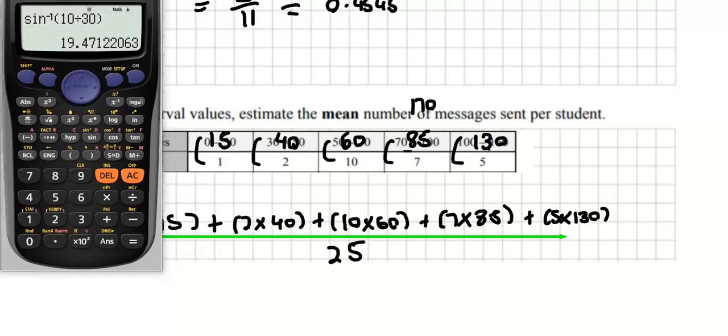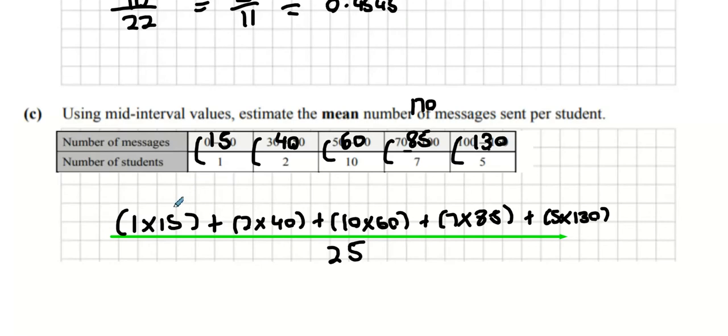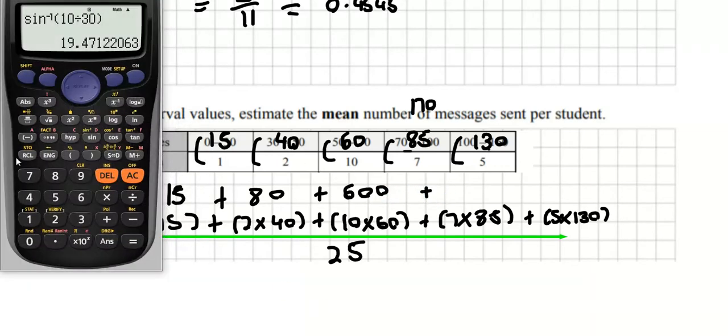Okay, we've got to add all these together, so it's going to be 15 plus 80 plus 600, 7 times 85 is going to be tricky. I think it's 595, but we'll say, oh, it's 595.